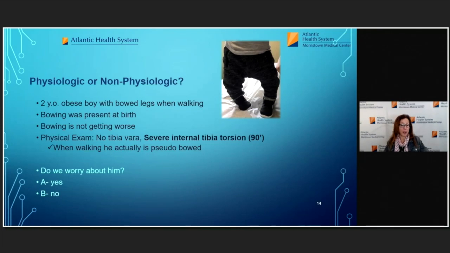his tibias do not look bowed, but he does have severe internal tibial torsion. So when he's walking, he's actually turning his legs out so his feet point straight ahead. You're looking partly at the back of his leg, and this is what I would call pseudo-bowed, or walking like a cowboy. And the question is, do we worry about him?